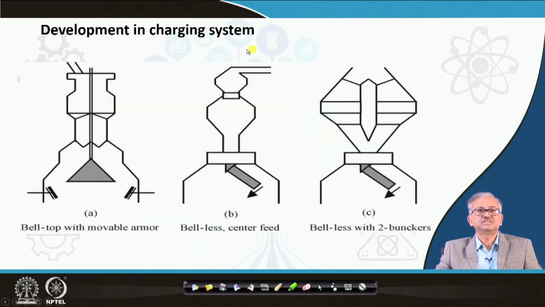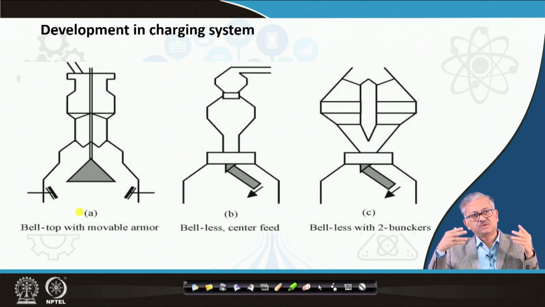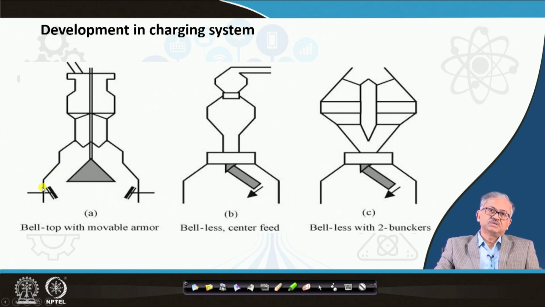Now, development in the charging system: initially we had only bell charging. In bell charging, when the big bell lowers, the material comes and falls like this. It will strike the furnace wall, that is the stack wall, and then be deflected back here. If the material hits the wall, the problem is that the refractory will erode quickly because of friction, so erosion of the refractory wall can occur.